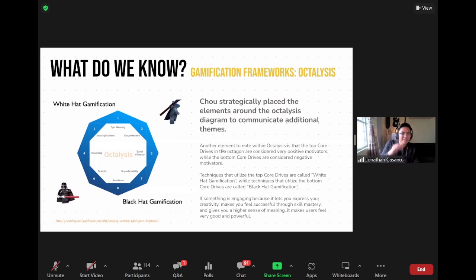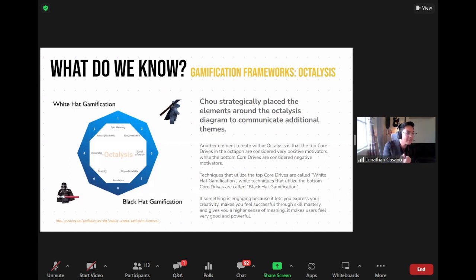So another element is white hat. Sorry, another way to look at it is white hat and black hat gamification. And I think this could be better explained by looking at the black hat gamification, because if you look at the three core drives at the bottom, scarcity, unpredictability, and avoidance, it's like you're scaring the person to make them comply, right?